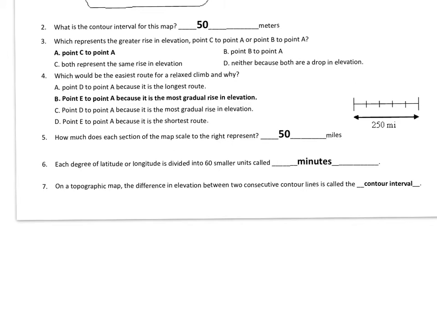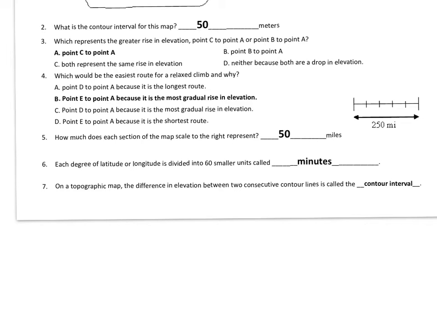Good. How much does each section of the map scale to the right represent? Remember, we use map scales to figure out distance on a map. This one says that that particular span is 250 miles. So you then look at how many segments are in there. I counted 5, so 250 divided by 5 would give you 50 miles.